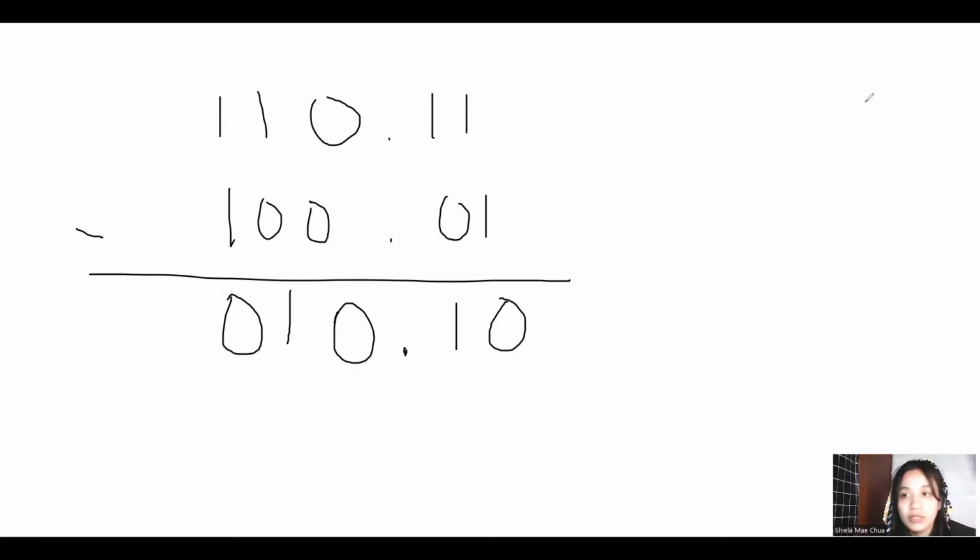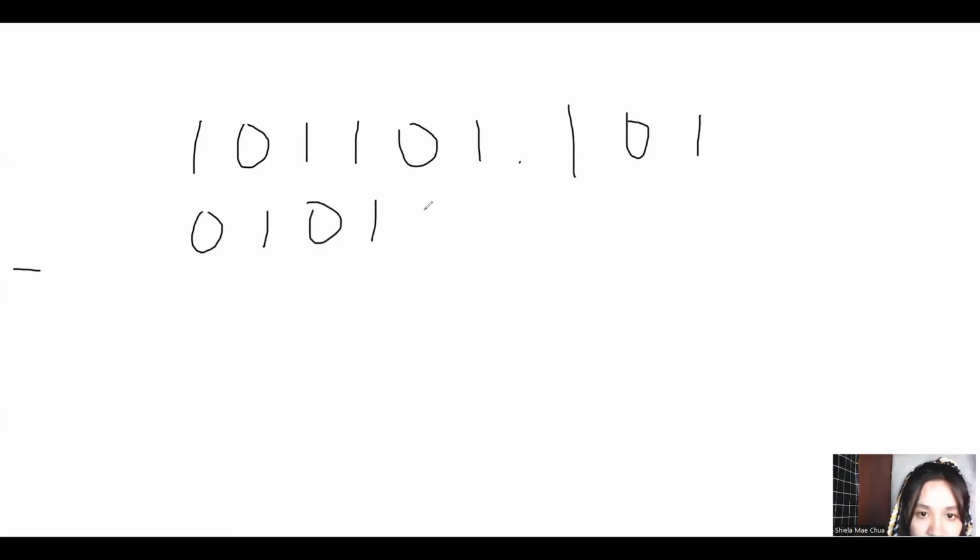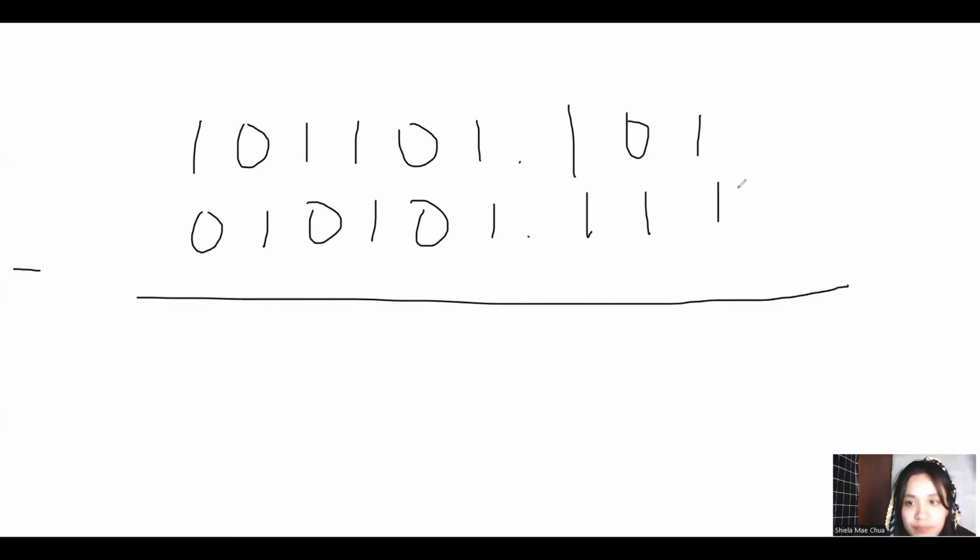Now I will delete this for the next example. So we have 1, 0, 1, 1, 0, 1, binary point 1, 0, 1 minus 0, 1, 0, 1, 0, 1, binary point 1, 1, 1. 1 minus 1 is 0. 0 minus 1 cannot be. We will borrow from 1. So it will become 0 and it will become 1, 0. 1, 0 minus 1 is 1. 0 minus 1 cannot be. We will borrow from 1 from the next column, it will become 0 and it will become 1, 0. 1, 0 minus 1 is 1.